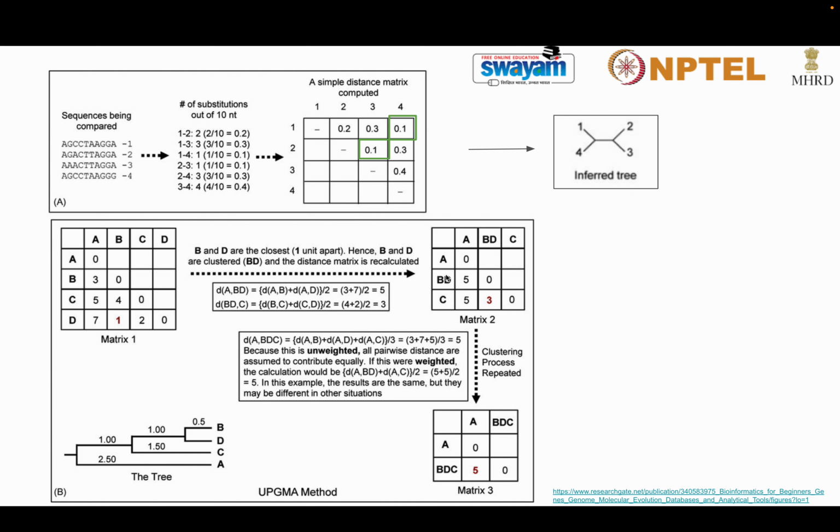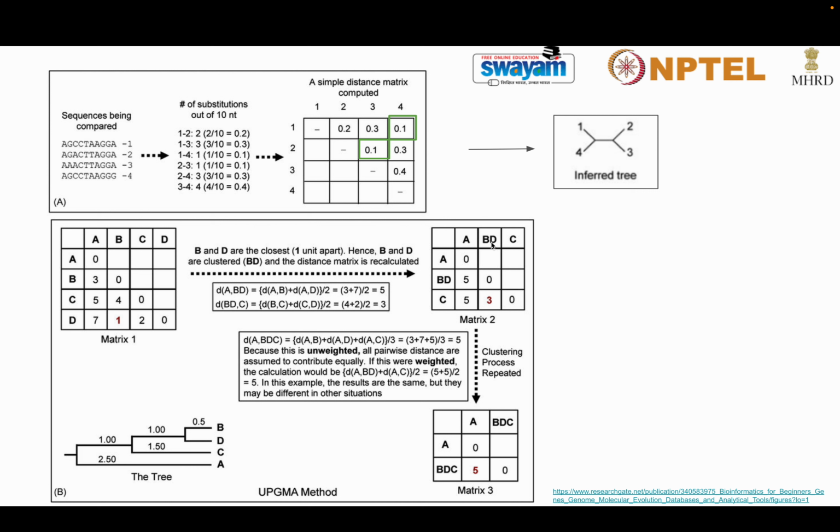So in this case, the distance between A and BD will be 5. Similarly, the distance between BD and C will be 3. In this way, you'll update the values or distances in this matrix. Now you will again repeat the clustering process and see which of the sequences have the least distance between them.